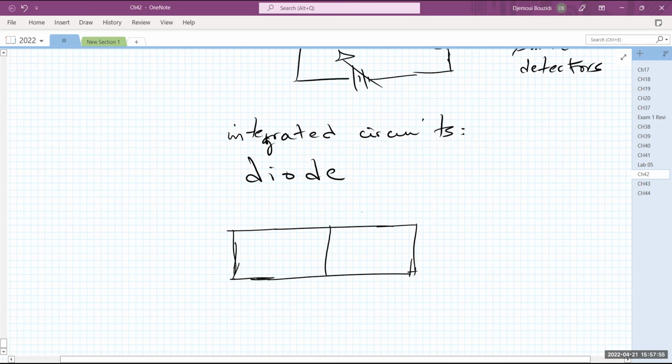Okay. So this is a diode. So you have a P type on one side, and you have an N type on the other. So this is called a PN junction.